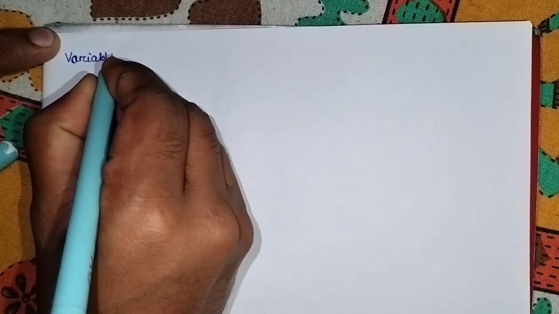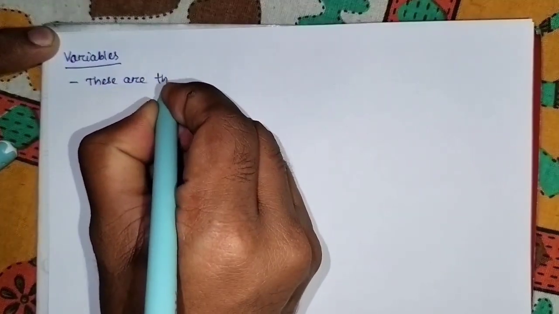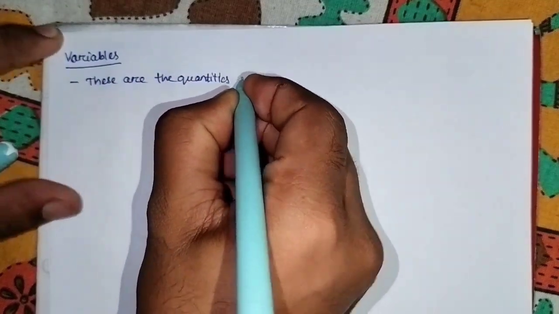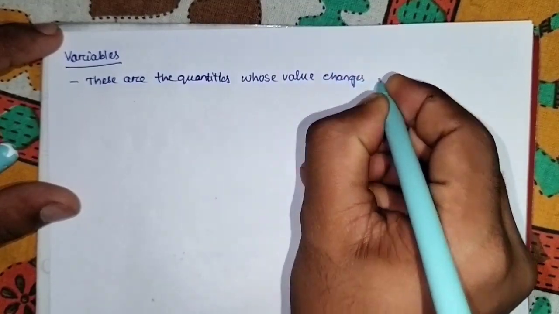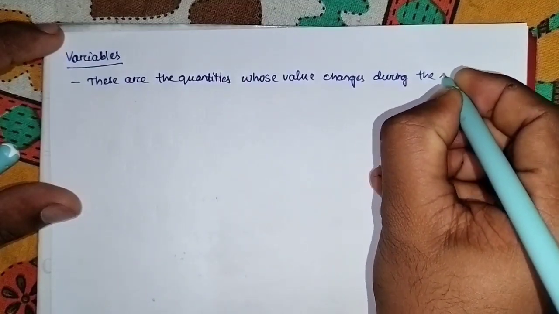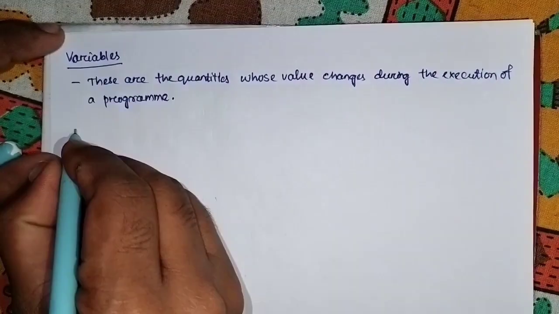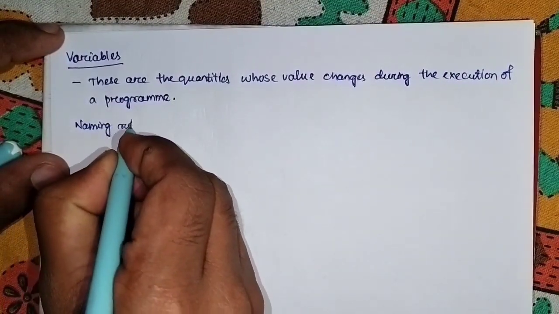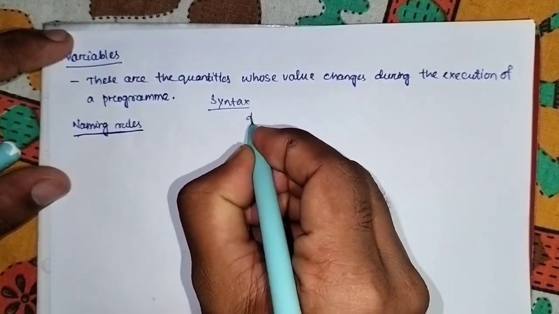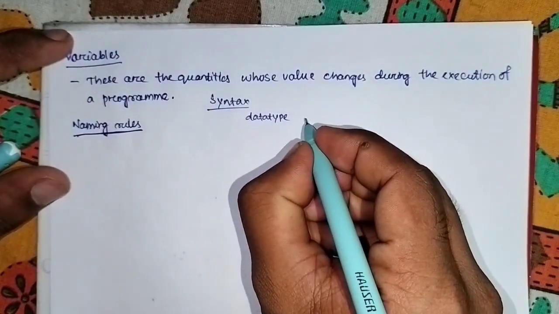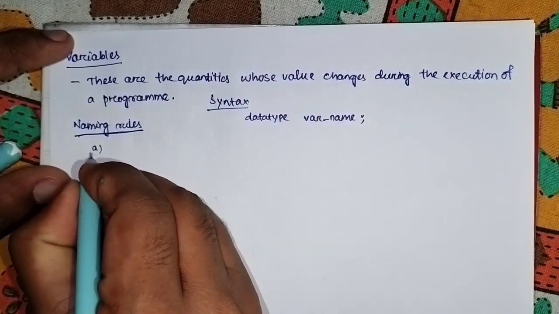Today we will learn about variables and constants in detail. What is a variable? I have already told that these are the quantities whose value changes during the execution of a program. Then comes naming rules. What are the naming rules? First of all, its syntax is data type, then comes the variable name followed by a semicolon.